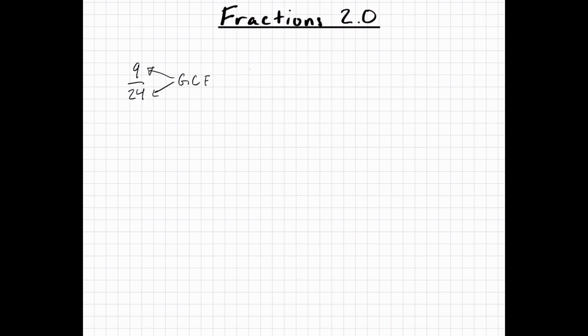Well, what are the factors of 9? 9 has the factors 1, 3, and 9. What are the factors of 24? Well, we said there were 1, 2, 3, 4, 6, 8, 12, and 24. Once again, go back and check my video on factors and multiples if you need some help figuring out what the greatest common factors are. Okay, so what is the largest number in both of these lists? Well, it's not 9 because there's not a 9 in this 24 list, but there is a 3 in both lists. So that's the greatest common factor between 9 and 24.